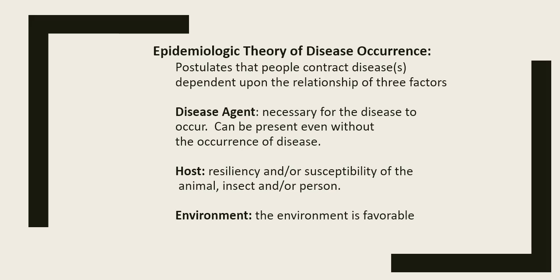And the last element is the environment, and the environment has to be favorable. So an example, if I stick with Lyme disease, is that if ticks live in grassy areas and a county decides to trim back open space areas and eliminate grassy areas, that would be an example of eliminating an environmental factor. So if the environment is no longer favorable for ticks to live, then it reduces the risk of the disease.